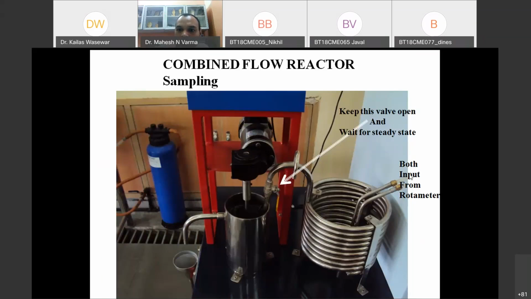Both the inputs from the rotameters, NaOH and ethyl acetate, are coming in here and mixing here. Actually there is a single pipe after this. It is mixing and given to this reactor. This valve is kept initially open. Keep the valve open and wait for steady state, then start the flow rate. The experimental procedure says that.